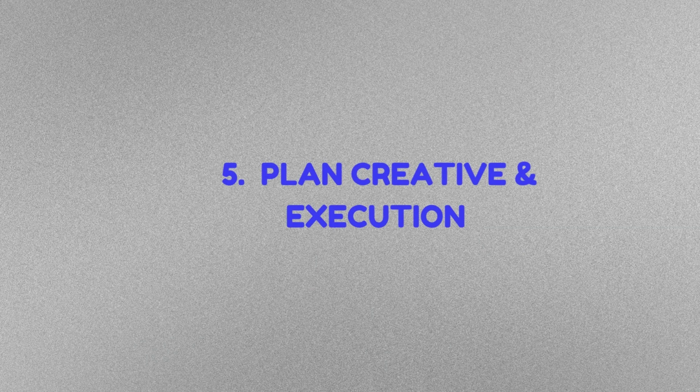You have to know what content your audience craves. You have to know where they spend most of their time. You have to understand what buying power they have. You have to know all these things in order to be able to craft your messaging to suit their appeal. The 5th step is plan, creative, and execution. And in plan, creative, and execution, what you have to do is plan a content calendar.